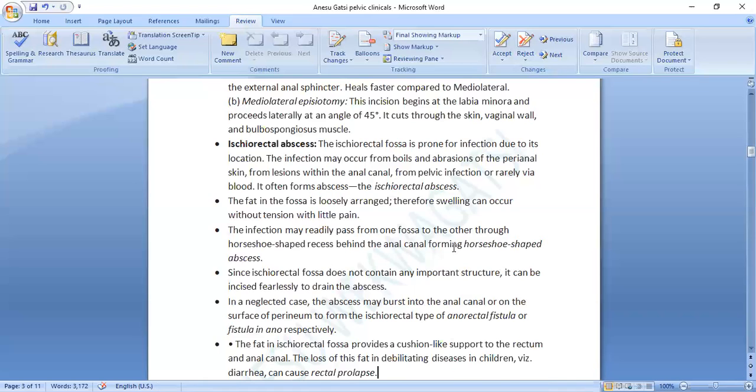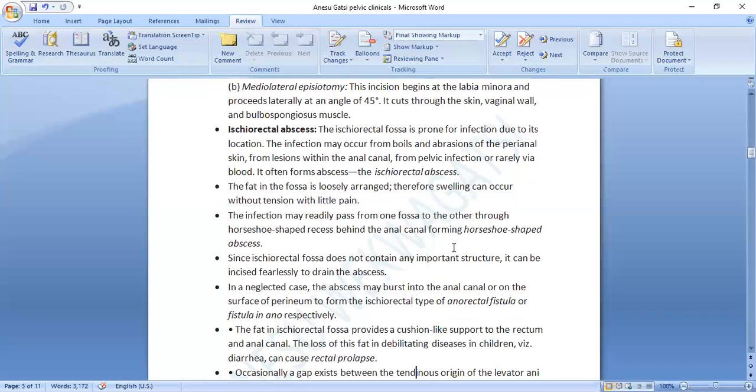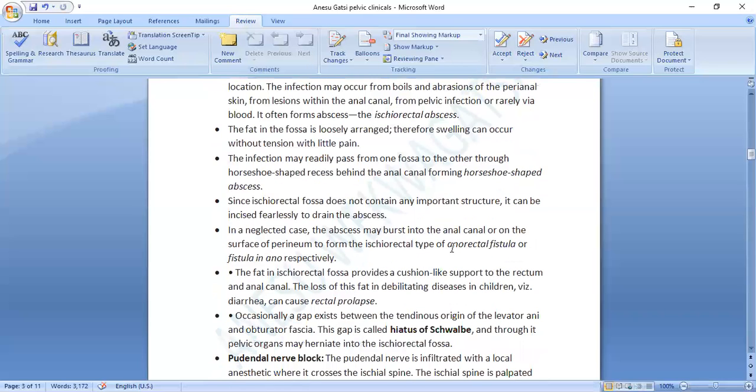Remember, the ischial tuberosities form the most lateral boundaries of the urogenital triangles and the anal triangles as well. Then that horseshoe-shaped posterior recess goes posterior to the anal canal to allow for communication, and you may then have infections traveling to the opposite side.